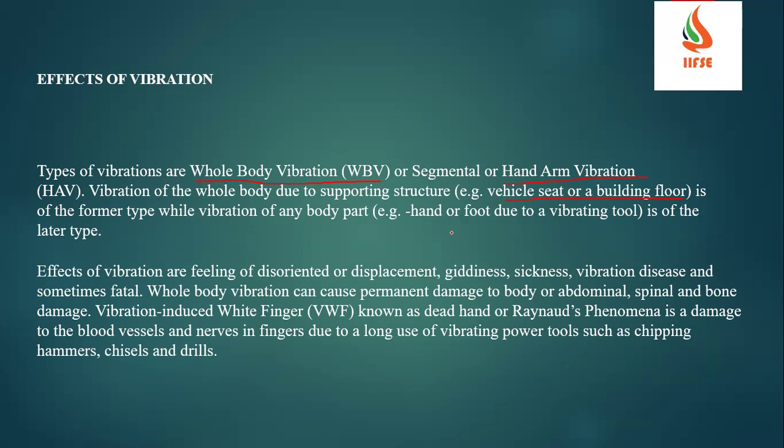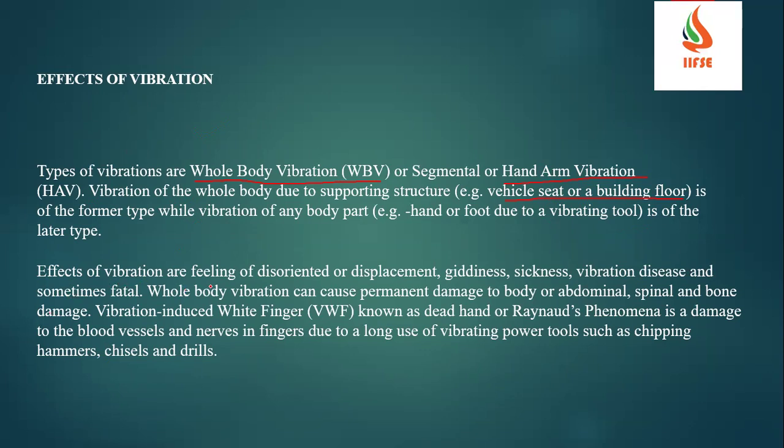In the sense, if it is whole body vibration, you are sitting in a vehicle seat, so your complete body gets vibrated. In the other case, you are operating a drill bit, or you are operating a chipping machine, that is hand-arm vibration.